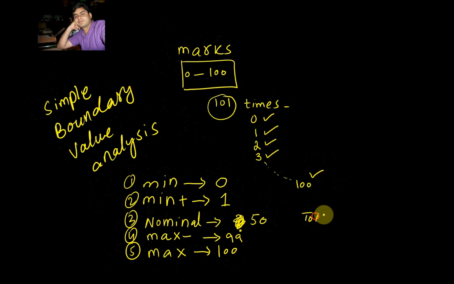If we implement boundary value analysis, we have 5 test cases from this single variable, marks. But if we do not implement boundary value analysis, we will need to define 101 test cases. So for this problem we create a solution called simple boundary value analysis, which says that a variable should be tested at min plus, nominal, max minus and max.